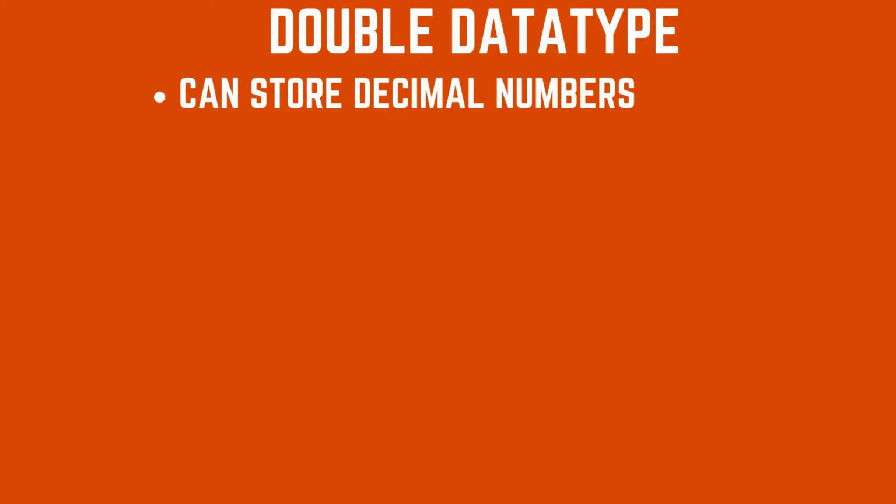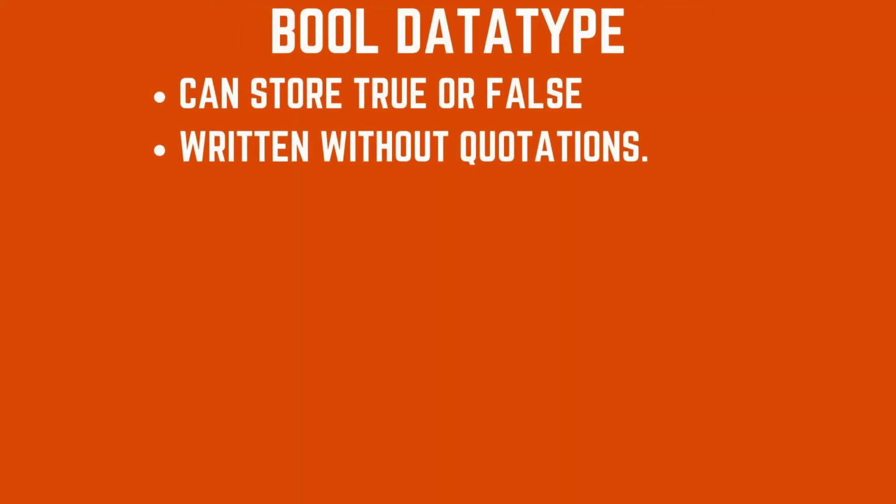The next data type that we use in C# is the bool data type. It stands for true or false. The bool data type is the only true or false data type.